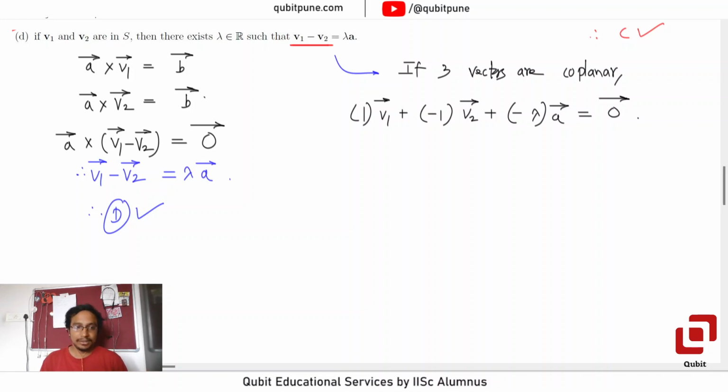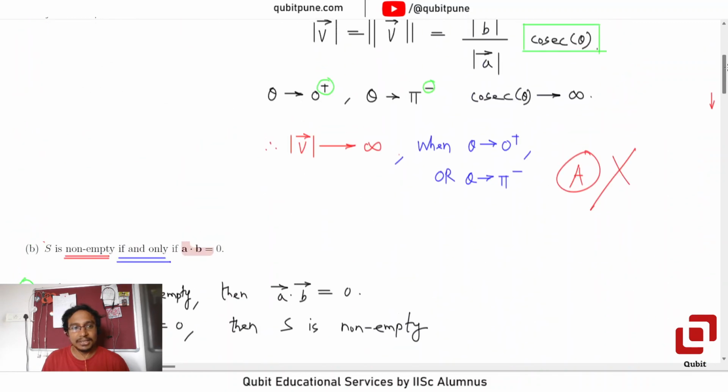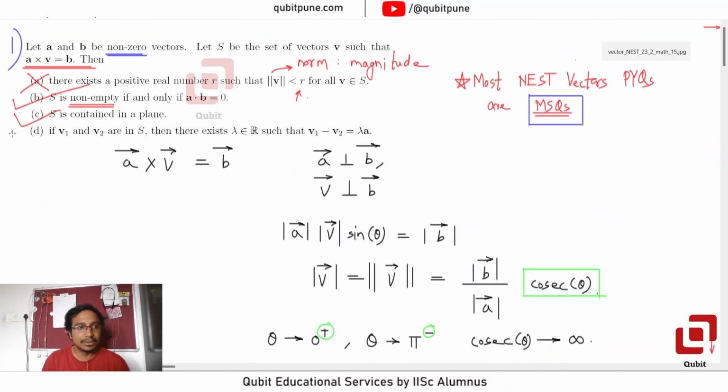Okay, so option D is correct, option C is correct, option B is correct, option A is not. Any doubt in this question?